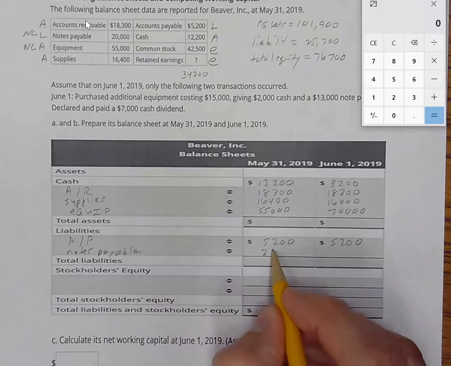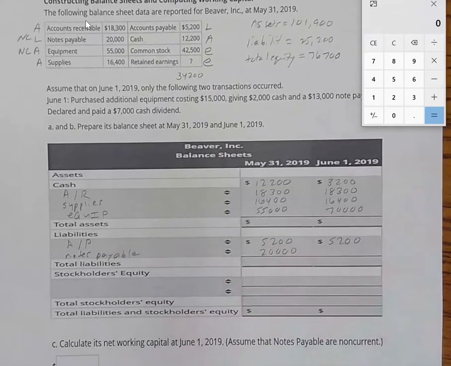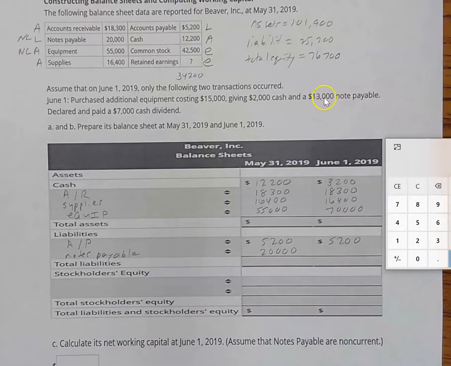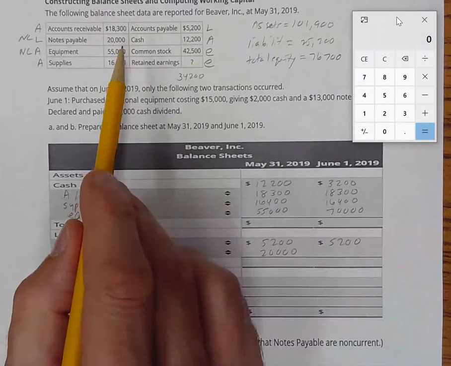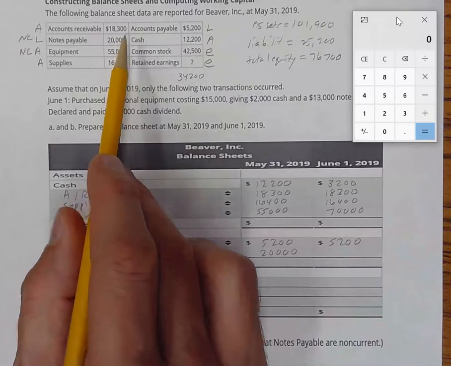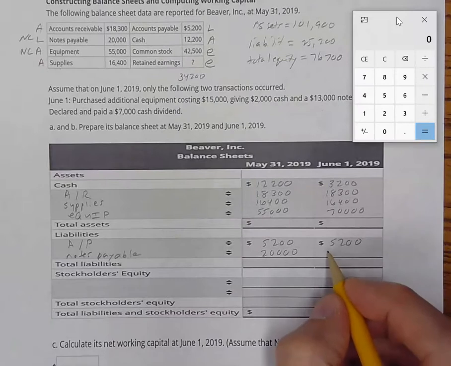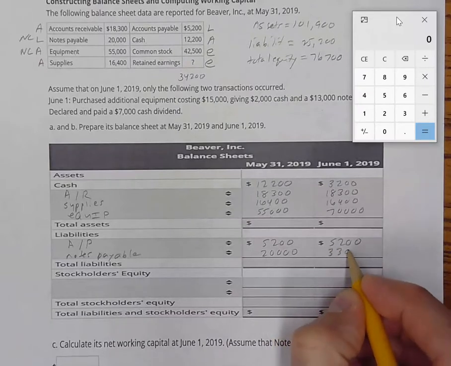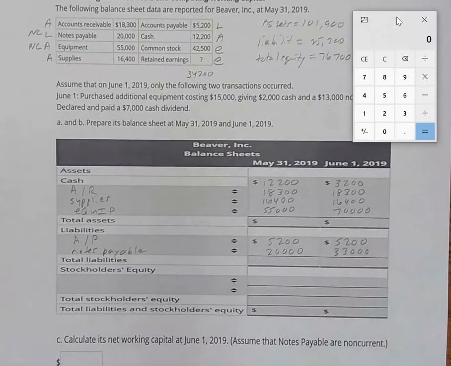And it was $20,000 yesterday, but notice we issued an additional $13,000 note payable on June the 1st. So now we owe this $20,000 for whatever that was, plus this $13,000, and so that's going to change that figure to $33,000. Okay. All right.